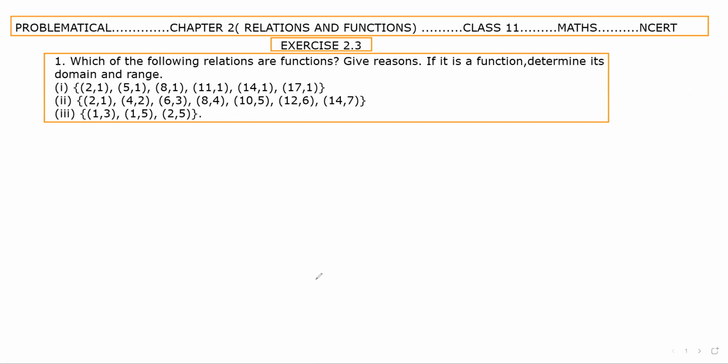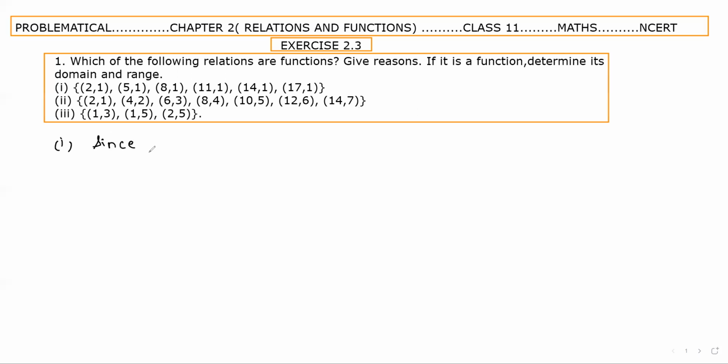Now, a relation is a function only if one particular element in the domain has a unique range value, or one particular value has a unique image. In the first part, your domain and range are to be defined only if it is a function. So, in the first part, 2, 5, 8, 11, 14, 17 are different elements, and these different elements have their respective unique images.